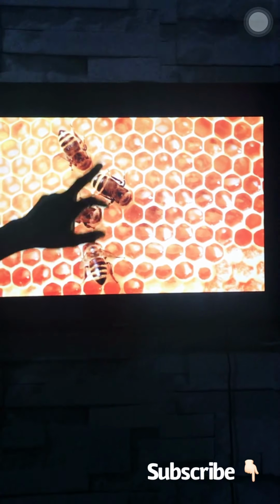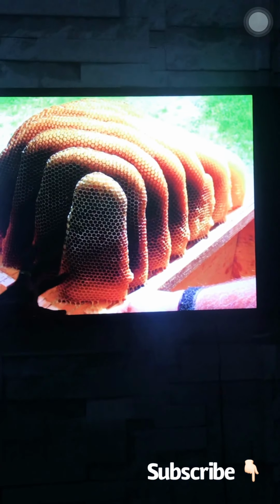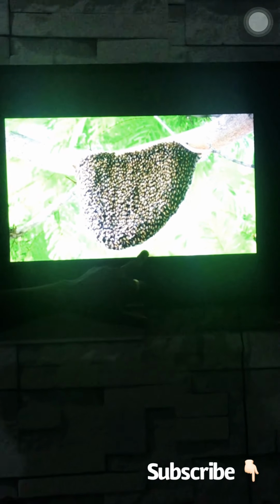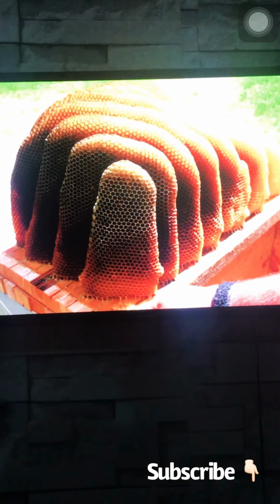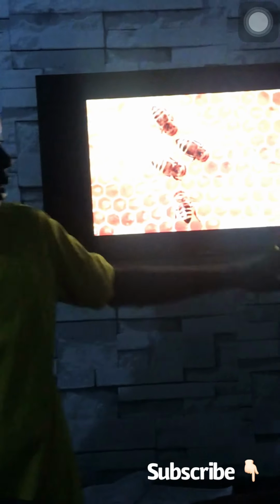As you can see, this is also another huge beehive in here, and then another one, but this one the bees have covered. Let's look at this one. It's made of wax, and it's made by the bees themselves. This is a beehive. Now let's talk about the bee itself.